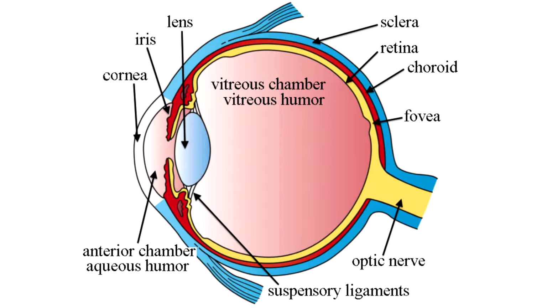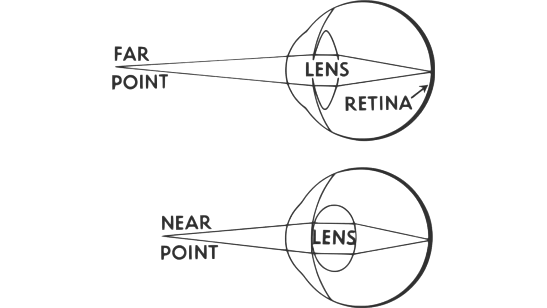Some divisional parts of the eye are the cornea, the aqueous humor, the iris, the lens, the suspensory ligaments, and the ciliary muscles, the sclera, the choroid, the retina, and the fovea, and finally the optic nerve. The lens focuses the light on the retina.